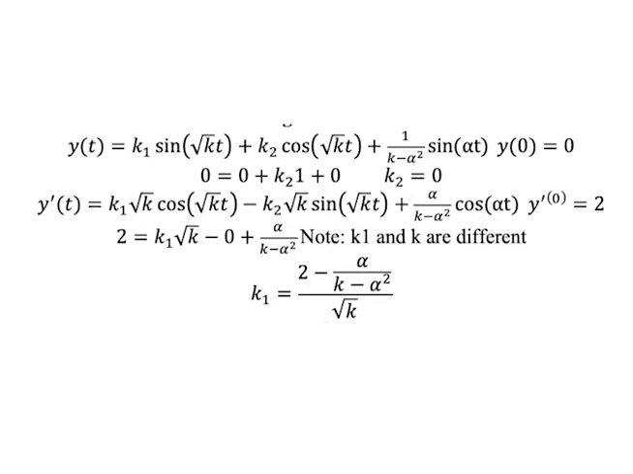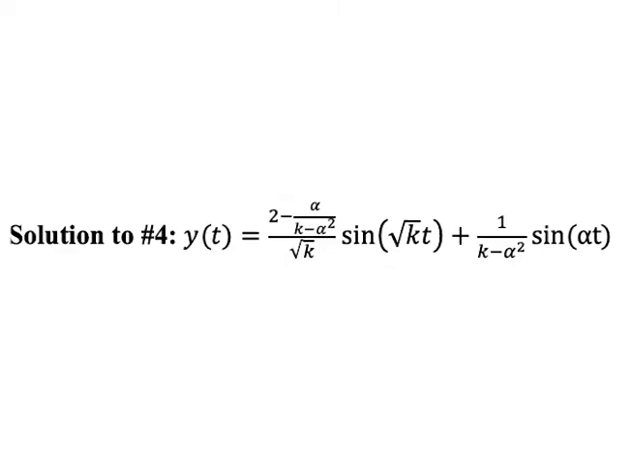We now combine the particular solution with the homogeneous solution, and then we once again plug in the initial conditions, and we solve for that again to find the values of k1 and k2. Once again, we see that k2, which would be the coefficient in front of the cosine term, is actually 0. So looking on a bit further, after you look through this and see how the entire thing has been solved, we get to the final solution, which comes out to 2 minus alpha over the quantity k minus alpha squared, all of that over the root of k, and then that entire quantity times the sine of the root of k times t, plus 1 over the quantity k minus alpha squared times the sine of alpha t.